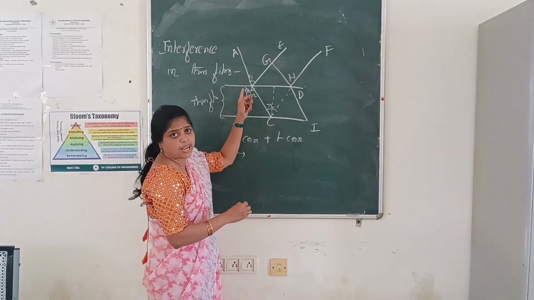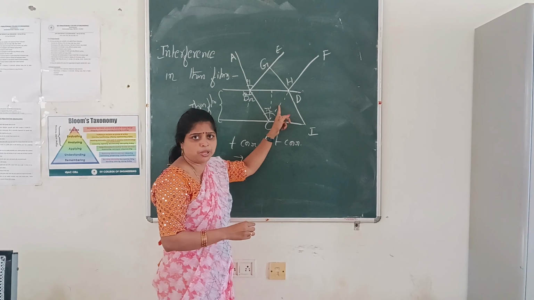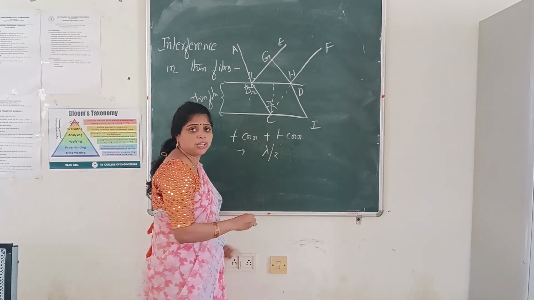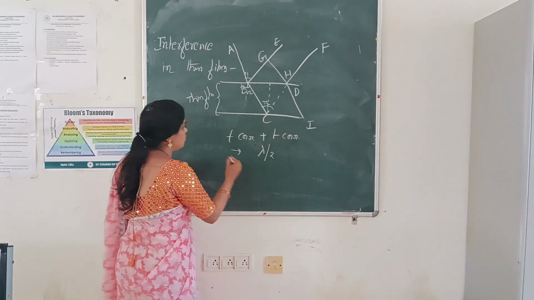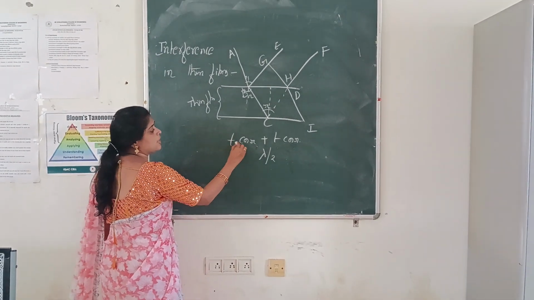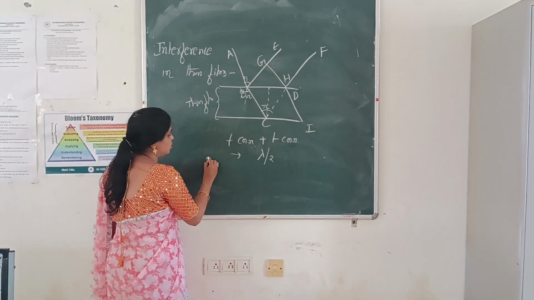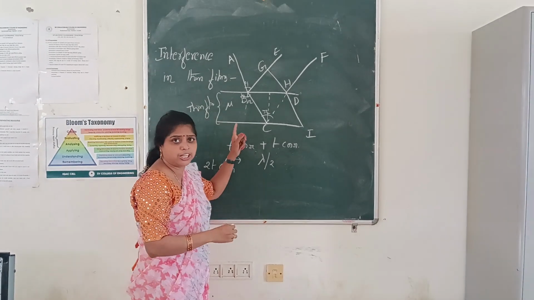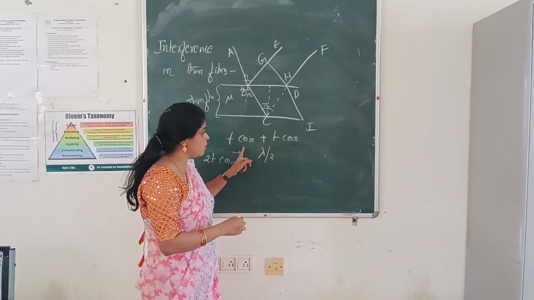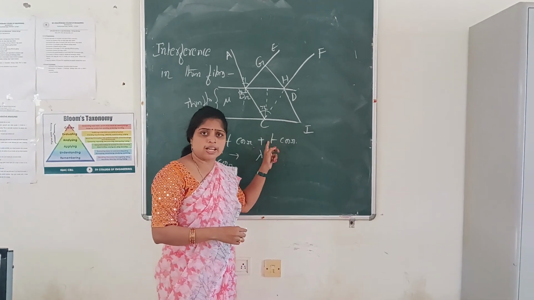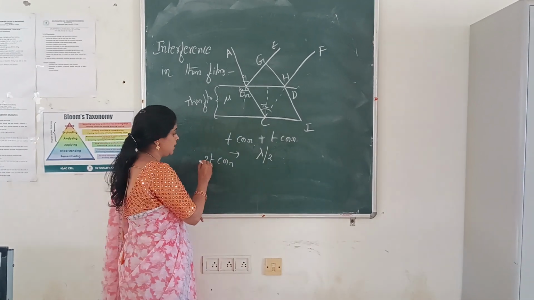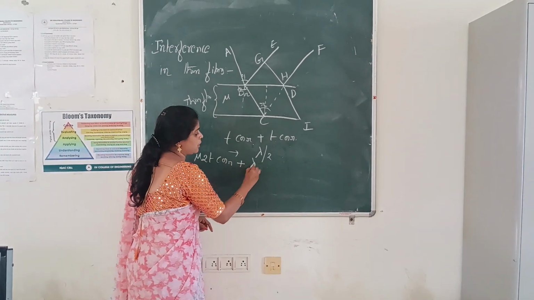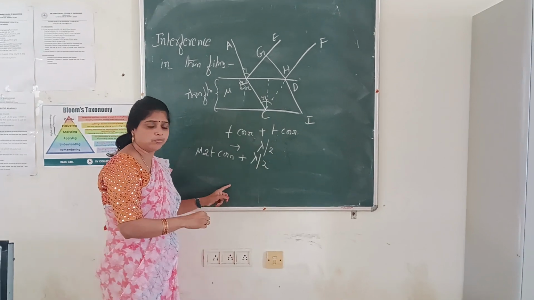The light rays are traveling from denser to rarer medium, so an additional phase difference of lambda by 2 is added to the total path difference. Therefore, the total path difference is P cos R plus T cos R, that is 2T cos R. The refractive index of the thin film is mu. So the total path difference between reflected rays and transmitted rays is 2 mu T cos R plus the additional path difference lambda by 2.